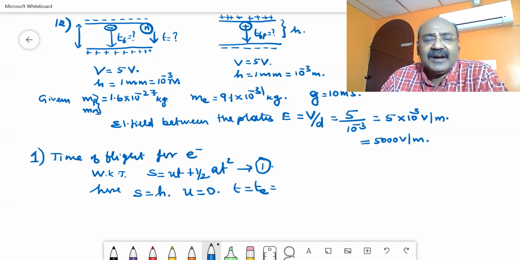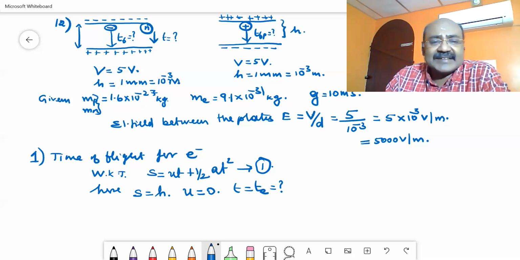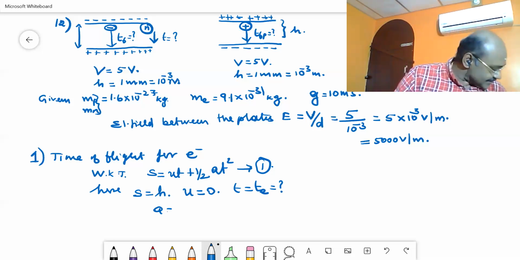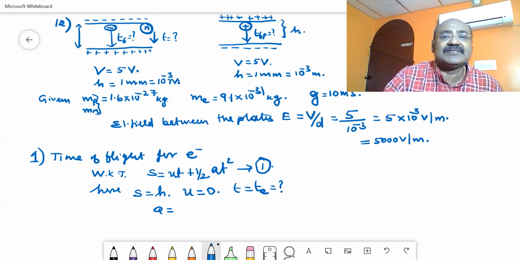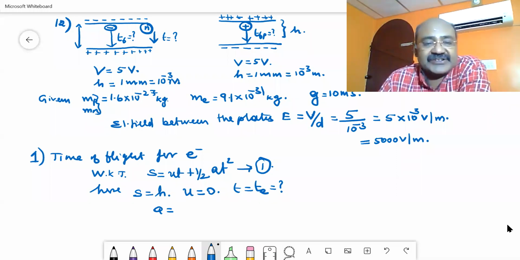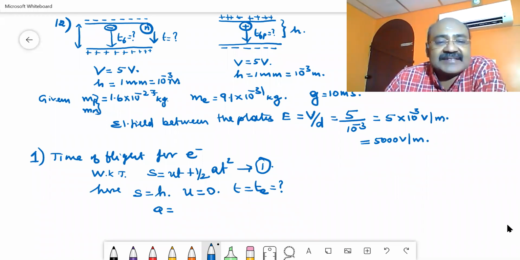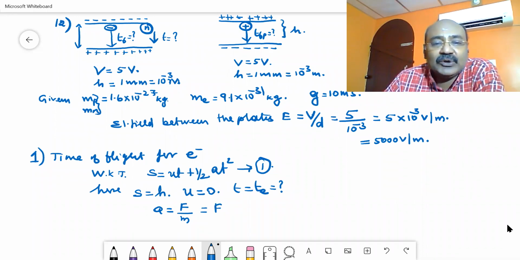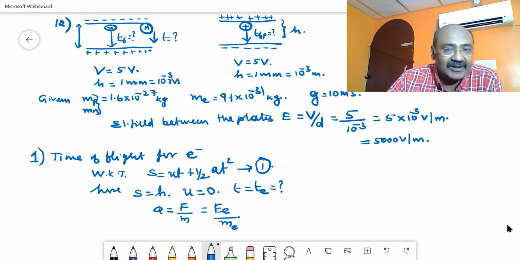How much do I have to calculate? And what is the acceleration? Here we have to calculate the acceleration. Acceleration is nothing but force divided by mass. Inside the electrical field, the electrons are in motion, so the force on the electron due to the electrical field is E into e, divided by m, where m is the mass of the electron. So we know the acceleration also.